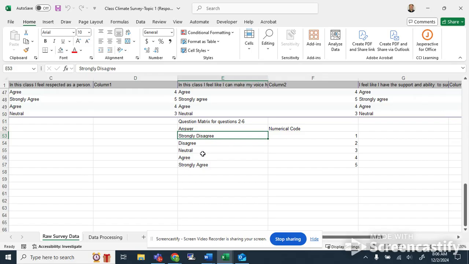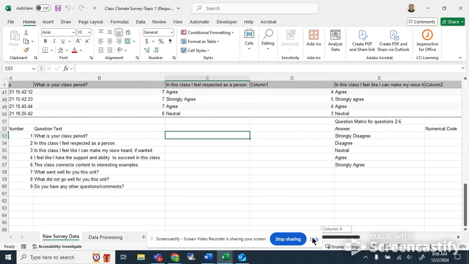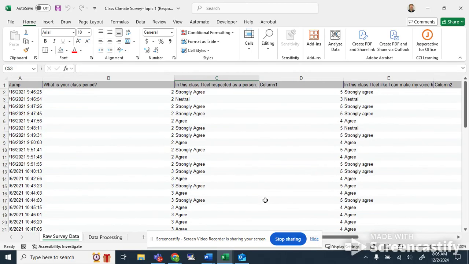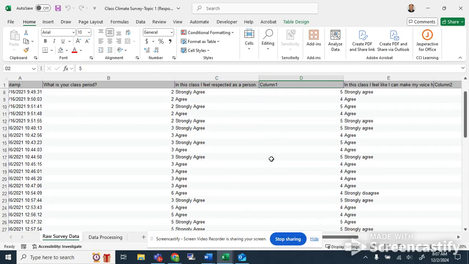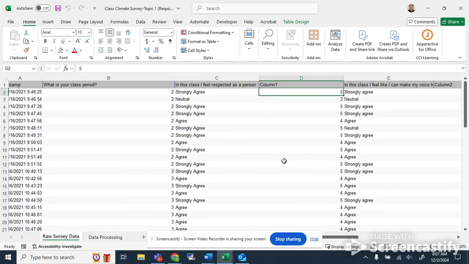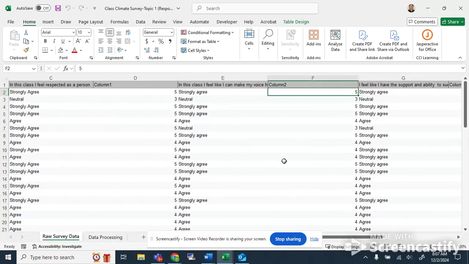Once I made my matrix for those questions, I actually went through and, right next to the row with all the answers, I just put in the code. So if they say, hey, I strongly agree, I put a 5 here. And this is just all raw data. It's not supposed to be neat yet. This is just trying to get everything down.